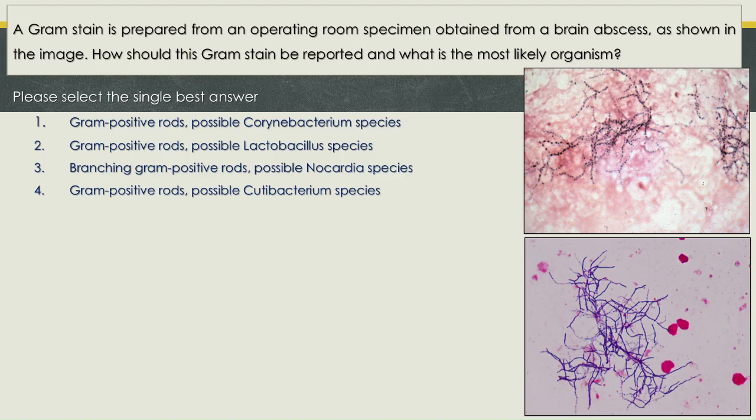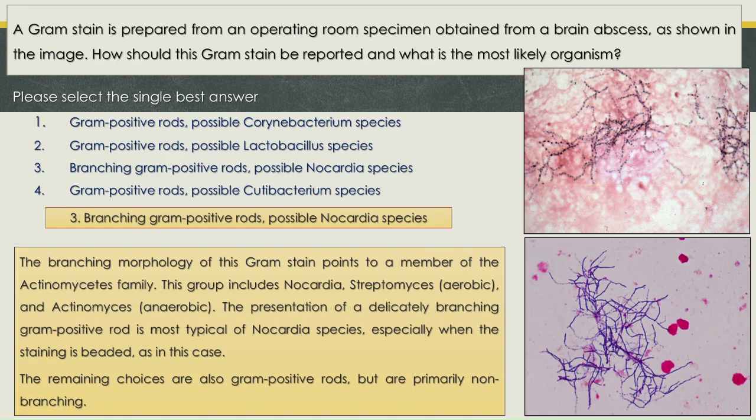1. Gram-positive rods, possible Corynebacterium species. 2. Gram-positive rods, possible Lactobacillus species. 3. Branching gram-positive rods, possible Nocardia species. 4. Gram-positive rods, possible Cutibacterium species. The correct answer: 3. Branching gram-positive rods, possible Nocardia species.